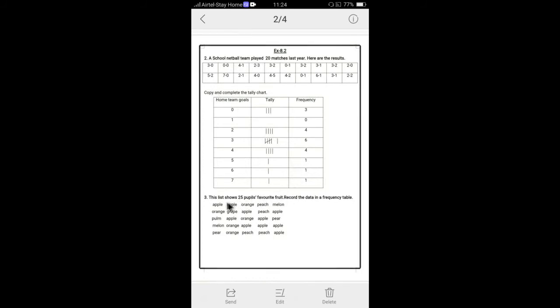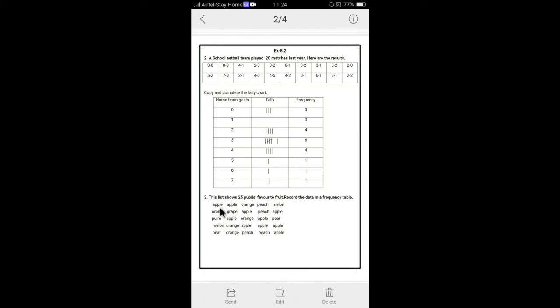Let's see question number 3. This list shows 25 people's favorite fruits. Put this data in a frequency table. You have to write these in a frequency table like this. The first column is the item name, second is tally, third is frequency. Same thing we're going to do. Also you have to pick up every item one time. How many items are there? You have to check it.